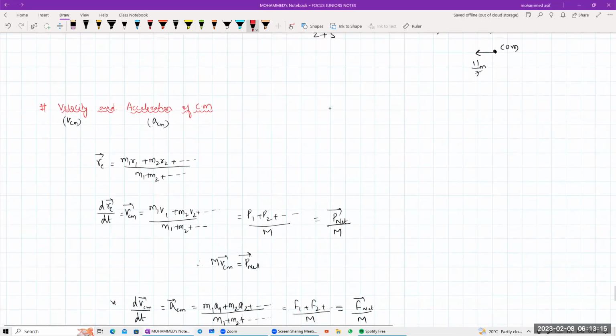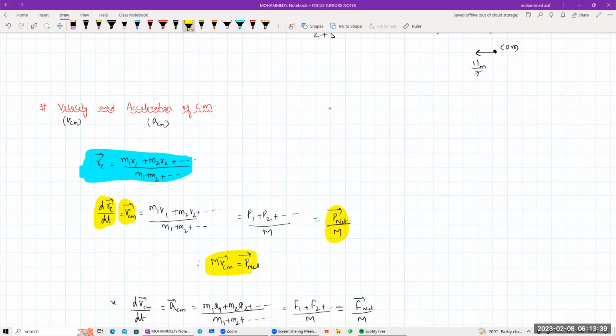Okay. So if I'm talking about velocity and acceleration of center of mass, beta, the position vector of the particle is given by R_C equals (M1 R1 plus M2 R2) divided by (M1 plus M2). If I differentiate this with respect to time, dR_C by dt will give me the V_CM. So V_CM will be equal to P net divided by mass. It means M V_CM will be equal to P net.